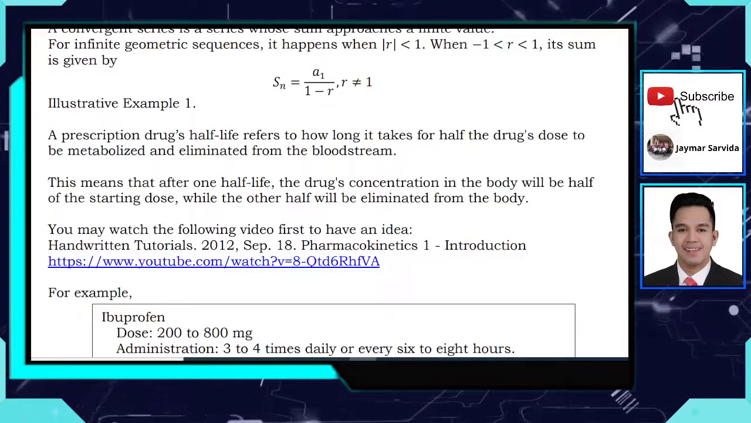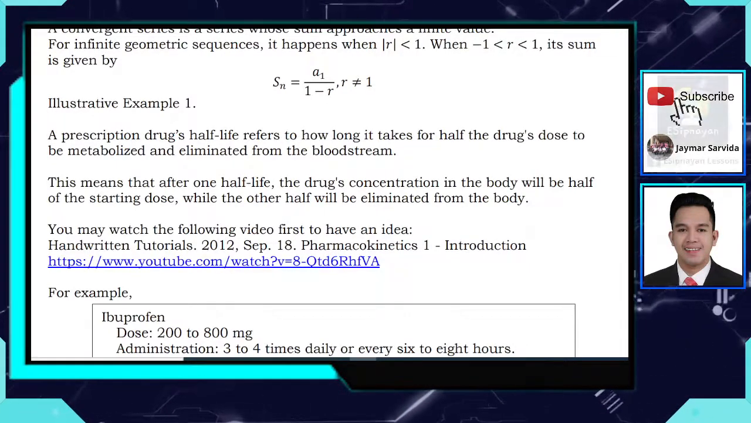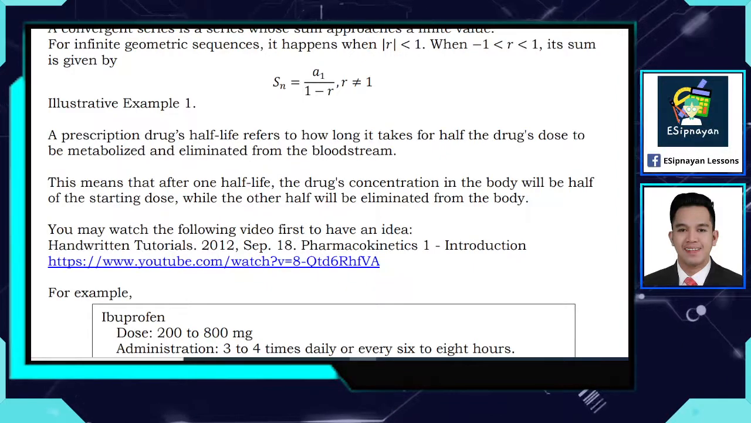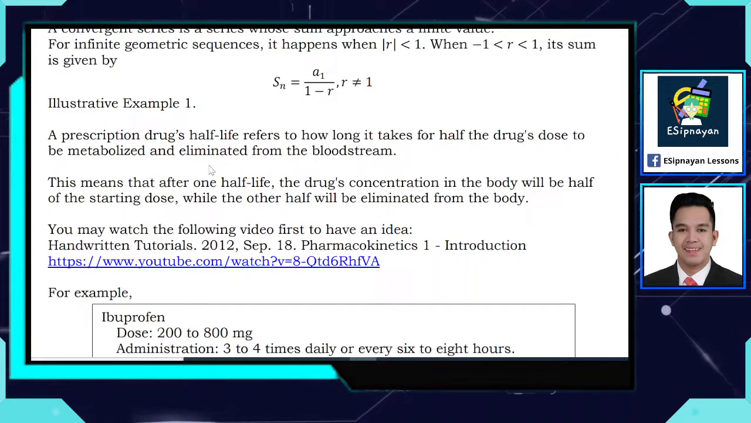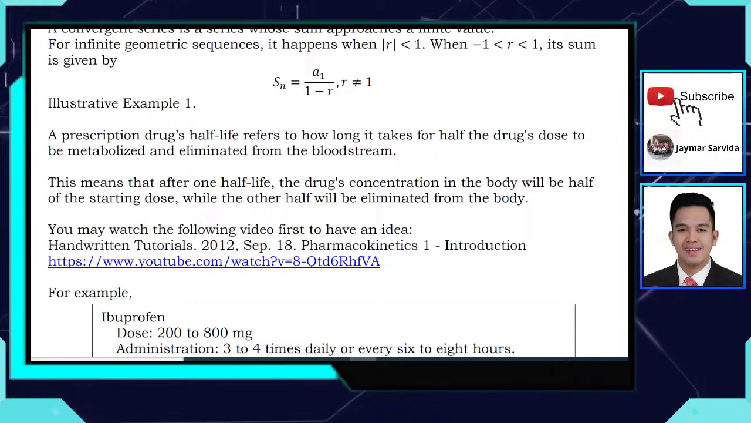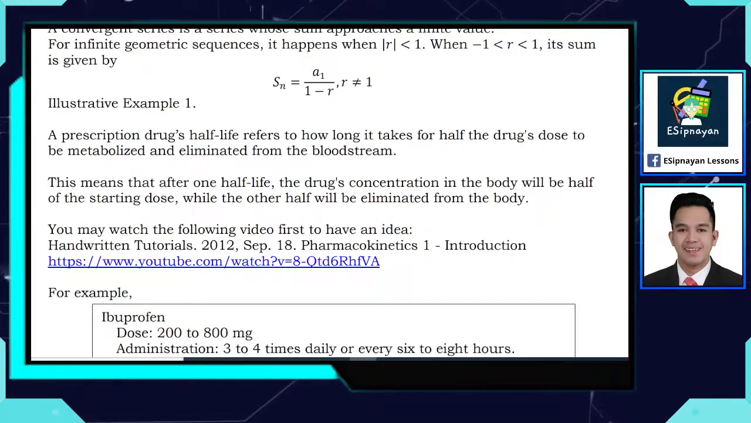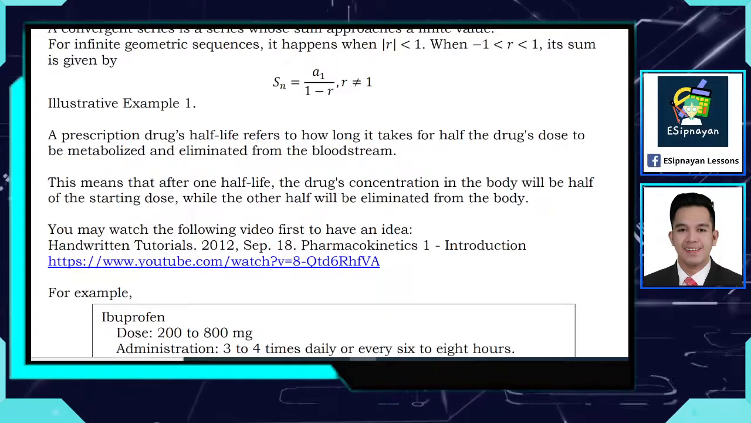So here's a prescription drug's half-life refers to how long it takes for half the drug's dose to be metabolized and eliminated from the bloodstream. This means that after one half-life, the drug's concentration in the body will be half of the starting dose, while the other half will be eliminated from the body.